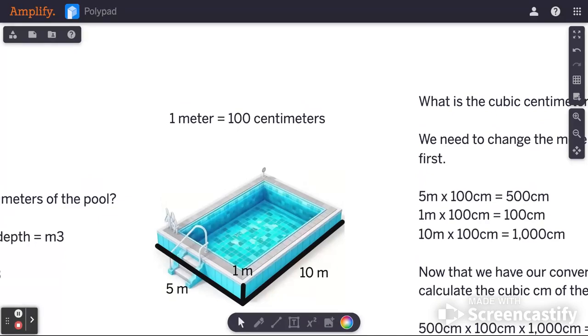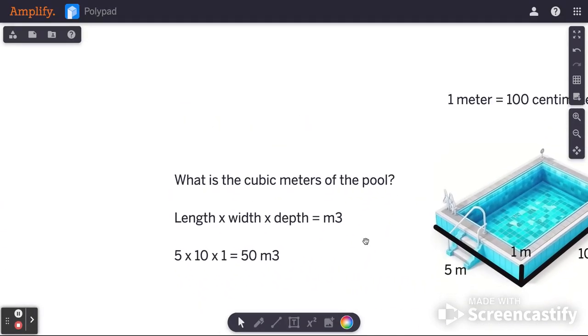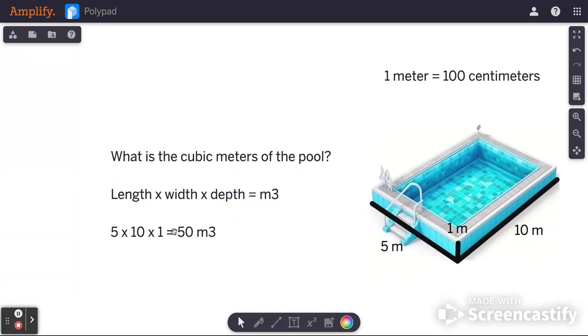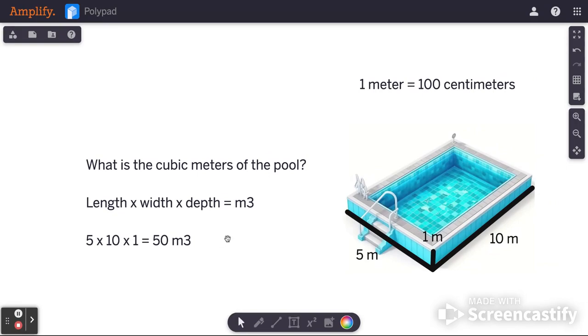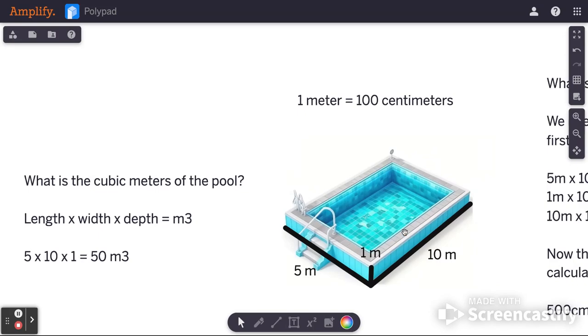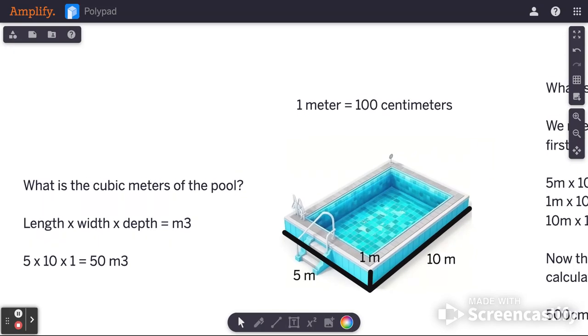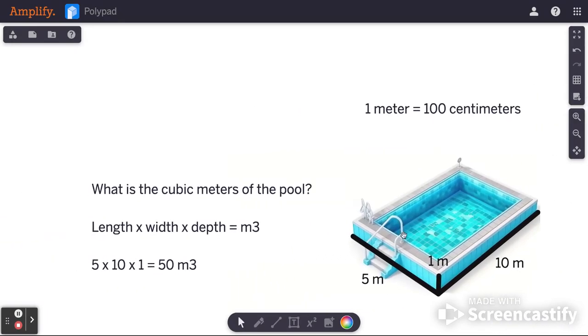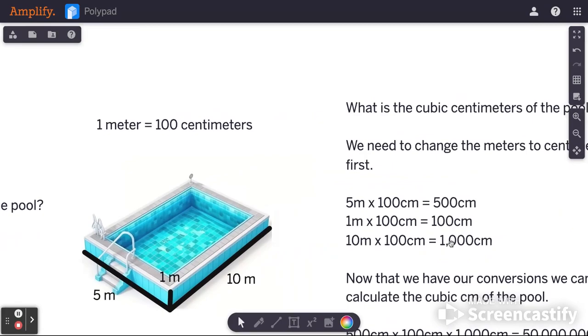So we're going to first look at what would be the cubic meters of this pool. If I'm just doing meters, I would do my length times my width times my depth. So I did 5 times 10 times 1. When I calculate that out, that gives me 50 cubic meters. So that's how much water or volume can fit inside of this pool. But let's say that I want to figure out how many cubic centimeters that would be, just to figure this out in centimeters.